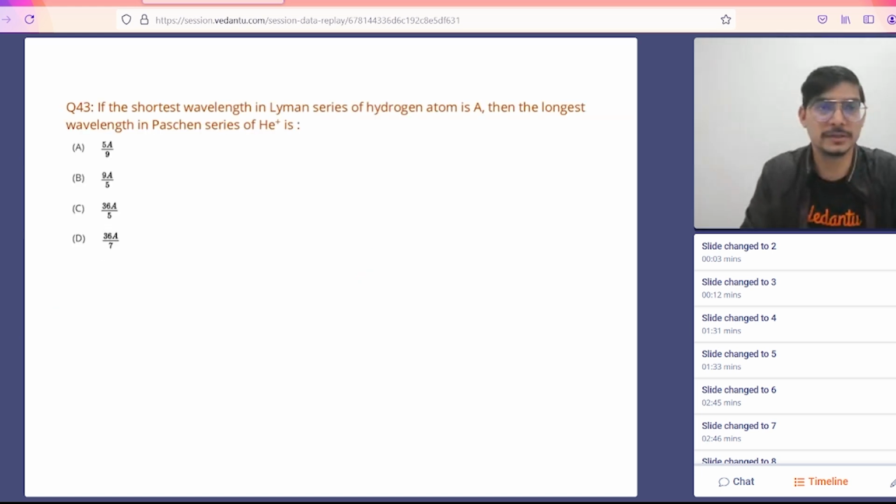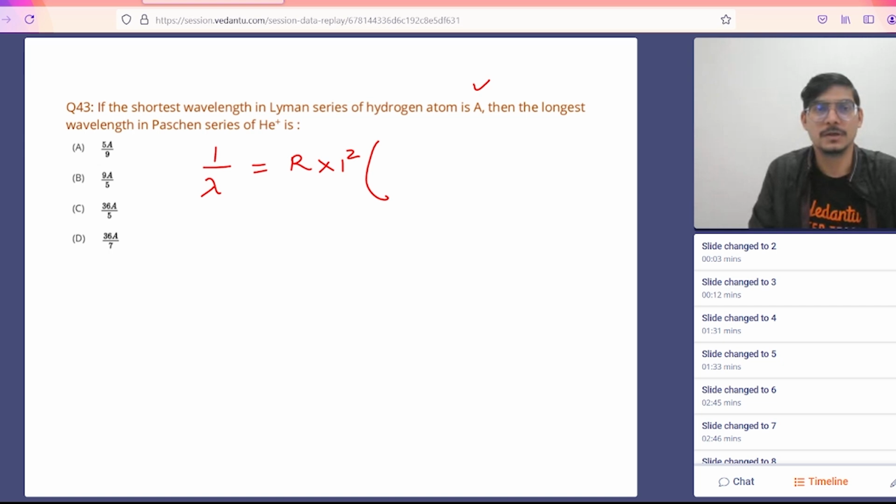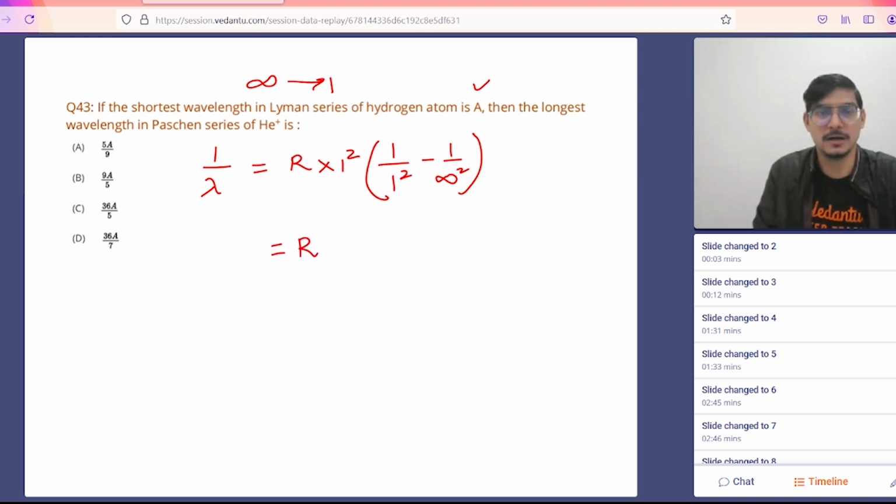Moving to the next question, if the shortest wavelength in Lyman series of hydrogen atom is A. So the wavelength would be 1 upon lambda equals R Z squared times the bracket term, where R is the Rydberg constant. Z for hydrogen atom is 1. For Lyman series, the electron drops to 1, and for shortest wavelength, that is maximum energy, it should drop from infinity. So the bracket term is 1 upon 1 square minus 1 upon infinity square. So 1 upon infinity is 0, 1 upon 1 is 1. So this is basically R, and 1 upon lambda is A. So basically 1 upon A is R.